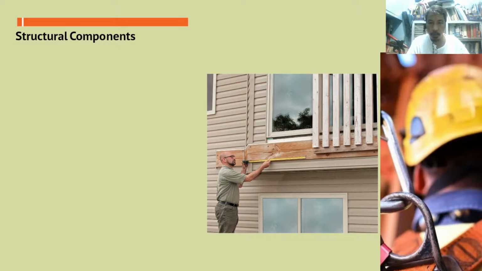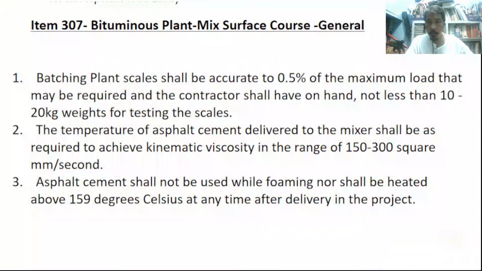So let us proceed with resuming our discussion on Chapter 3. We are now on Chapter 3, item 307, titled Bituminous Plant Mix Surface Course, General Provisions. So these are the rules. Number 1, batching plants.